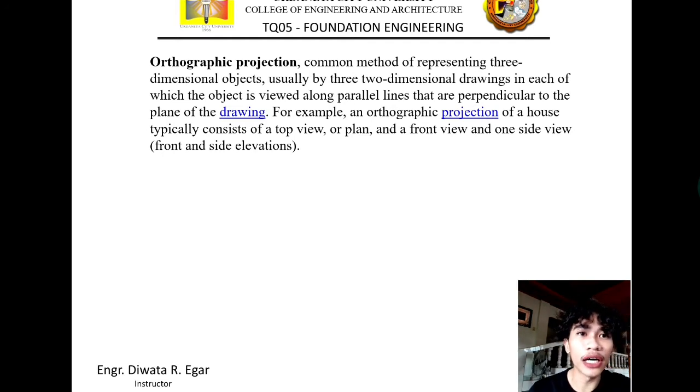So let us move on. Each object is viewed along parallel lines that are perpendicular to the plane of the drawing. For example, an orthographic projection of a house. Typically, a house consists of a top view. On the top view, what we usually see is the roof, right? If it's for the rich, they have a roof deck. Just kidding. So that is what we usually see on a top view of a house.